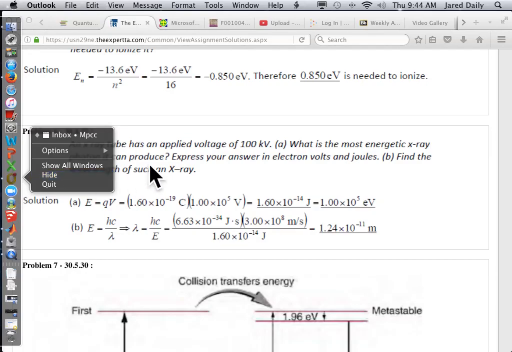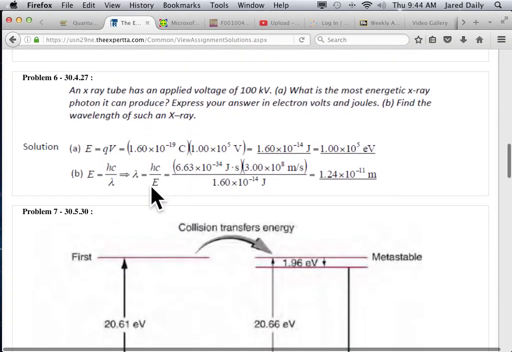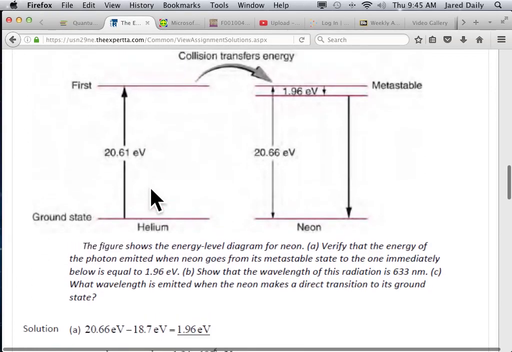Anything else? Problem 7, part C. Okay. Problem 7, part C.